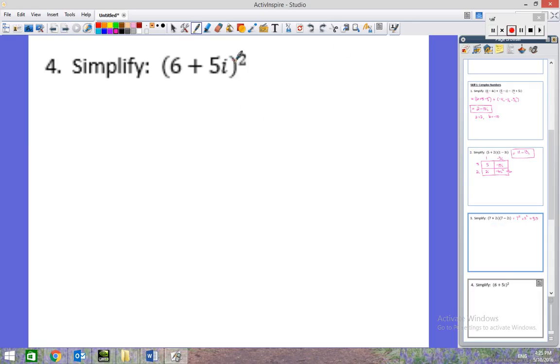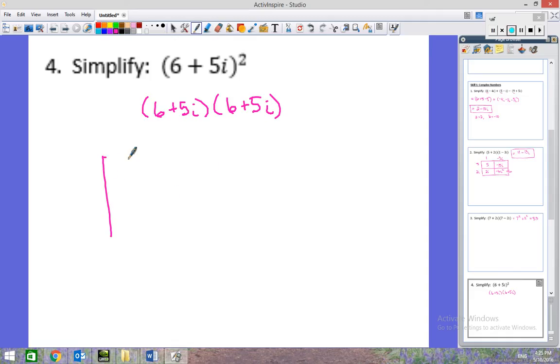Now here you must be careful that 6 plus 5i quantity squared does mean 6 plus 5i times another 6 plus 5i. Exponents do not distribute. This is not equal to 6 squared plus 5i squared. Exponents don't distribute. You'll be losing that middle term. So if you write it out, what this exponent means is repeated multiplication.